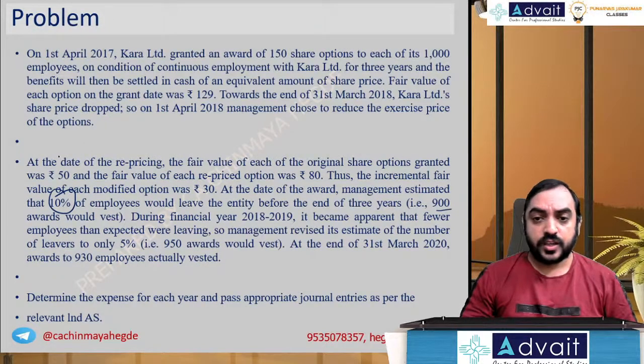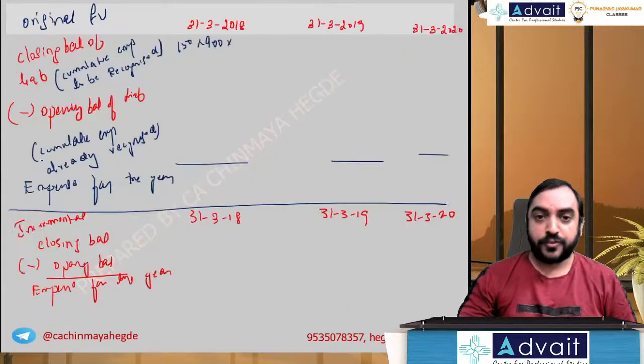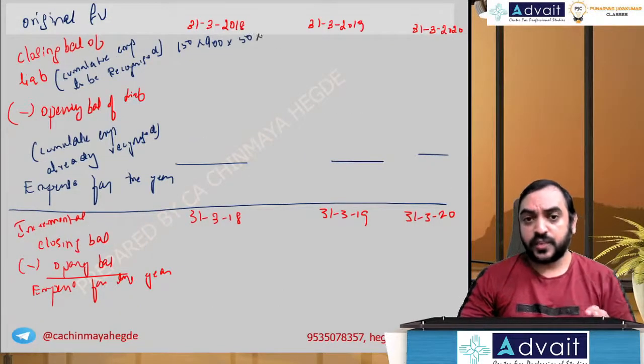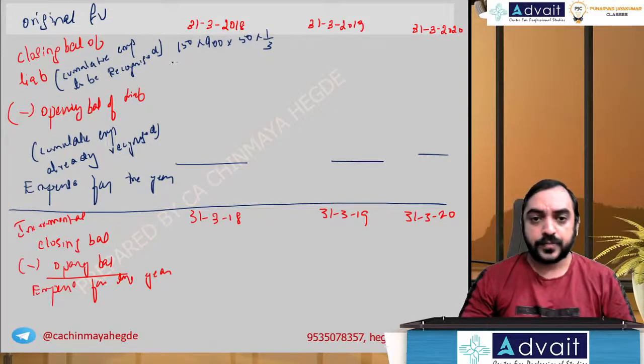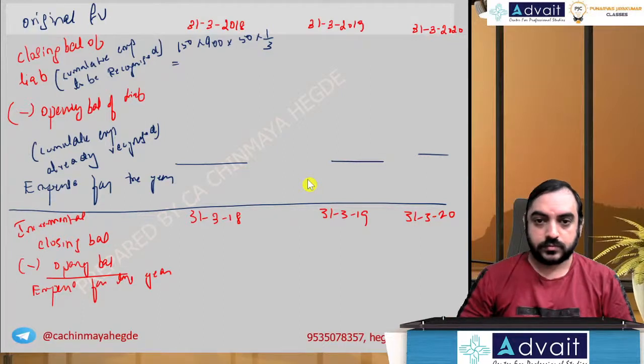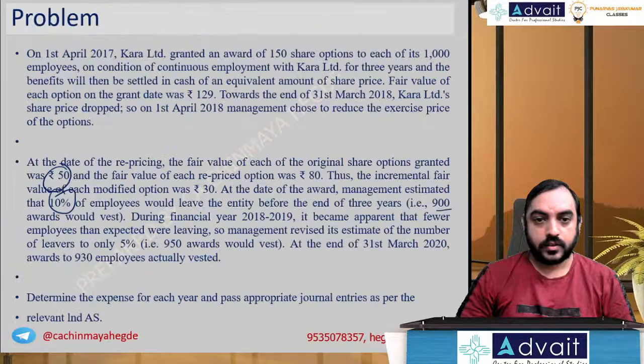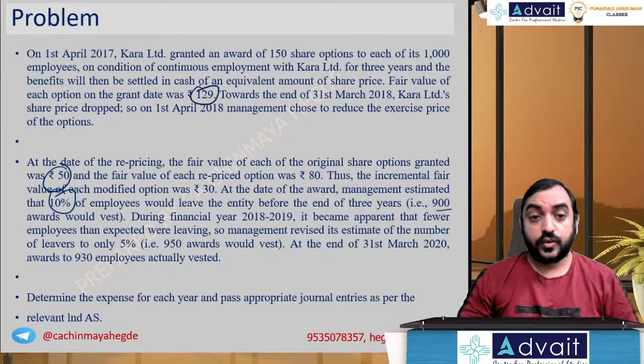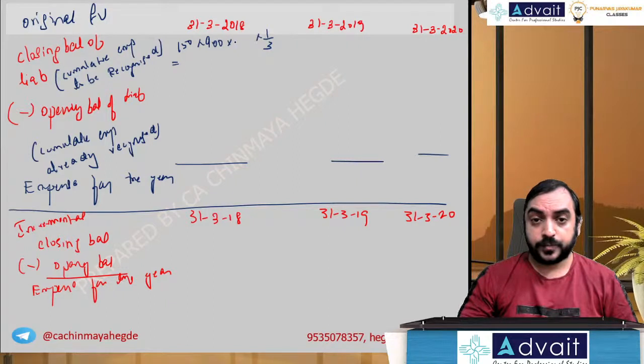fair value, 50 rupees, original 50 rupees. And 1/3: first year 1/3, second year 2/3, third year 3/3. So that is 150 into 900 into 50 divided by 3, 22,50,000. Sorry, the original amount was 129. Sorry, the original is not 50 rupees, it is 129. That is what we should take.